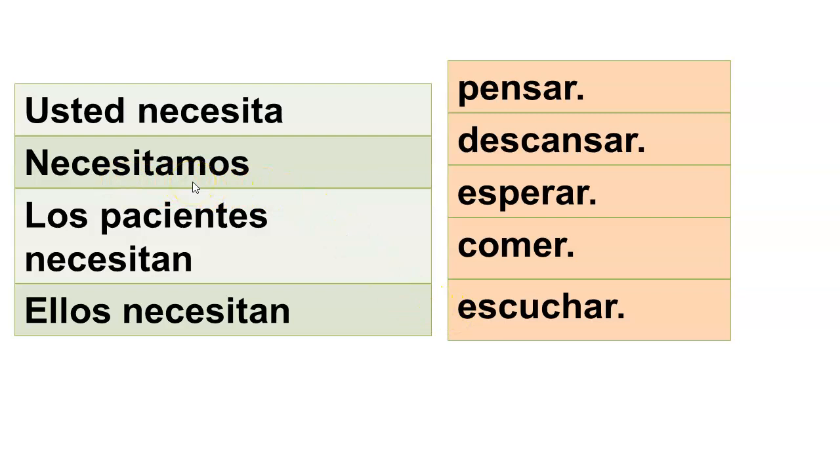Necesitamos is we need. The subject here is nosotros, which is we, but we don't need it because of the ending. So we simply say in Spanish, necesitamos, we need. We need to think. Necesitamos pensar. We need to rest. Necesitamos descansar. We need to wait. Necesitamos esperar. We need to eat. Necesitamos comer. And we need to listen. Necesitamos escuchar.